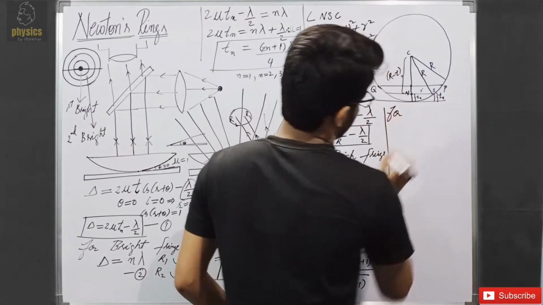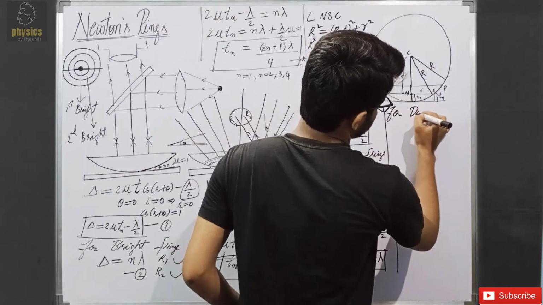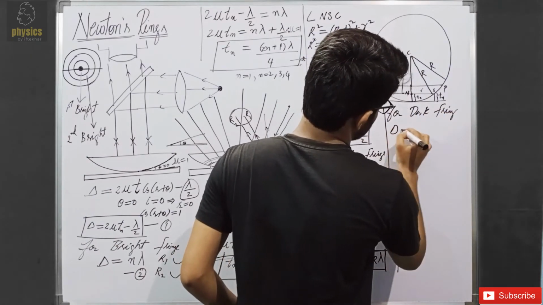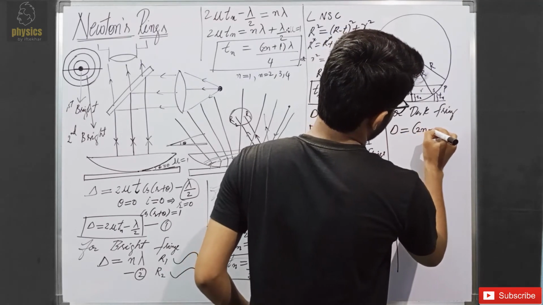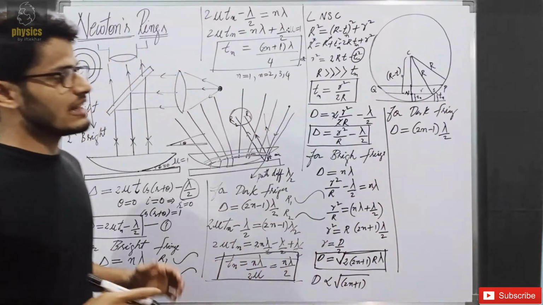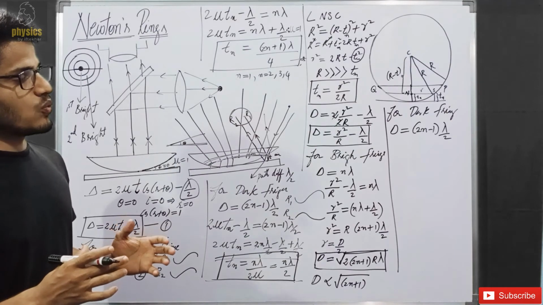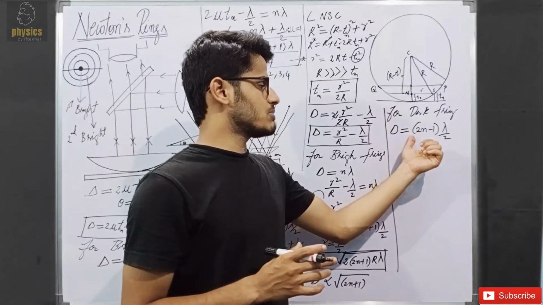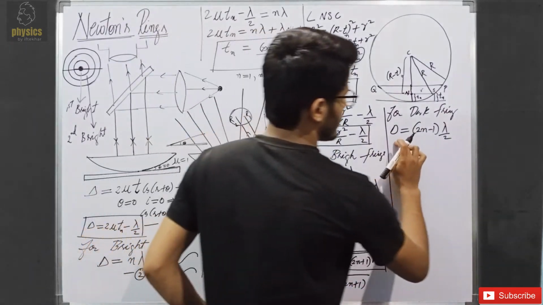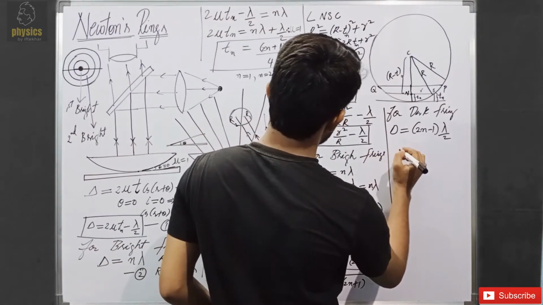Now we will find out the diameter of the nth dark fringe. For that purpose, we have to take the path difference of the dark fringe, that is, the path difference will be equal to (2n minus 1) lambda by 2. This is the path difference for getting destructive interference. Why are we taking the destructive interference condition? Because we want to find out the diameter of the dark fringe.